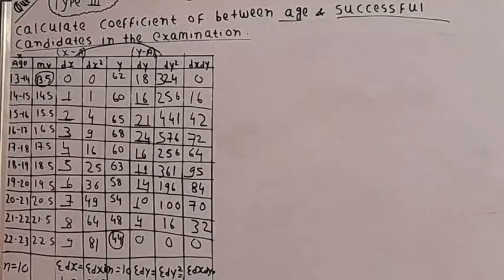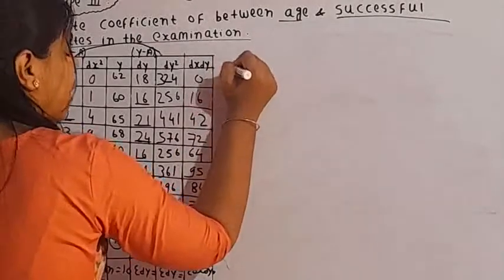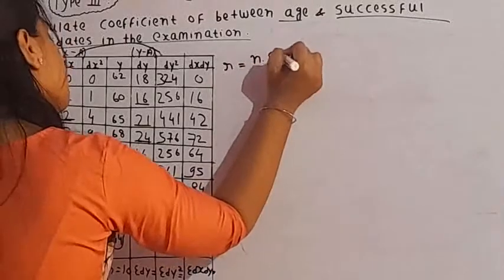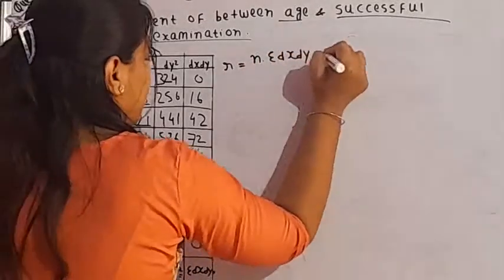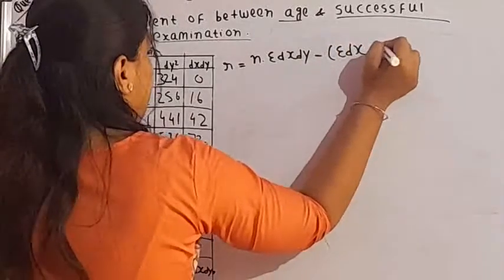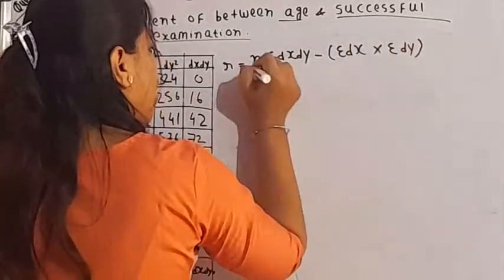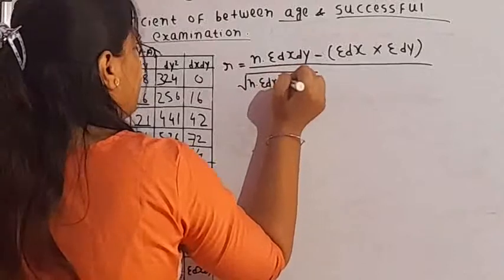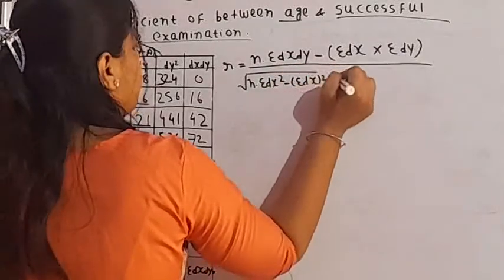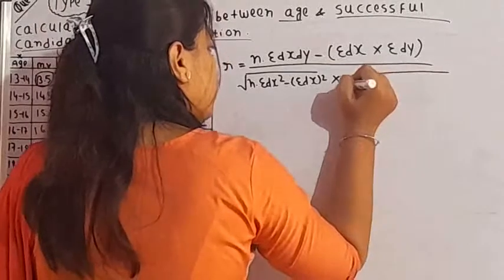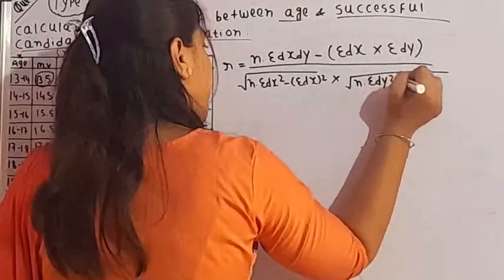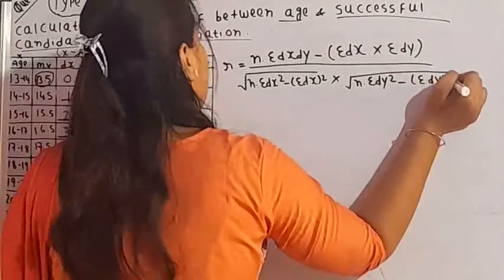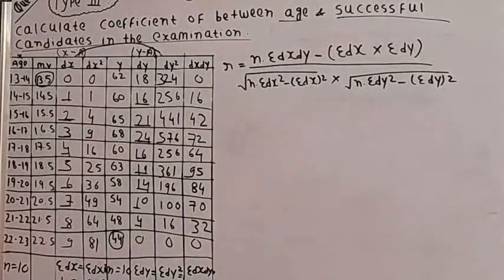Now what is the next step? We are done with the preparation chart. What we have to do now? We have to apply the formula. What is the formula? R is equals to n into summation dx dy minus under bracket summation dx into summation dy, upon under root n into summation dx square minus summation dx whole square, into another under root n into summation dy square minus summation dy whole square. So this is the formula for calculating coefficient of correlation by using Karl Pearson's coefficient of correlation.